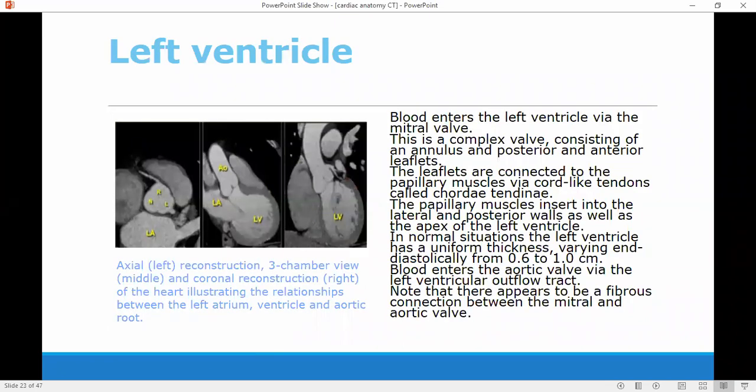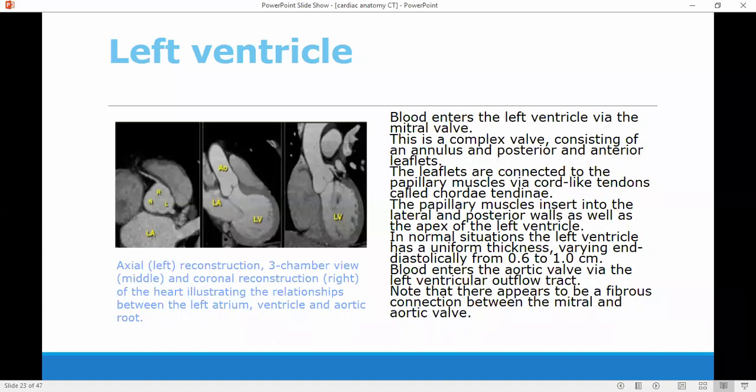Left ventricle. Blood enters the left ventricle via the mitral valve. This is a complex valve consisting of an annulus, posterior and anterior leaflets. The leaflets are connected to the papillary muscles via cord-like tendons called chordae tendineae. Papillary muscles insert into the lateral and posterior walls, as well as the apex of the left ventricle.